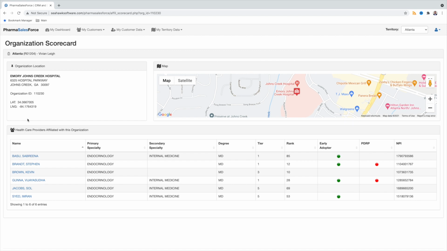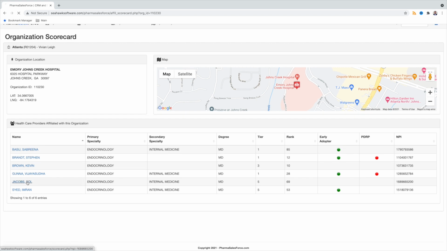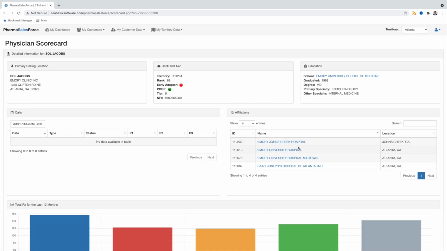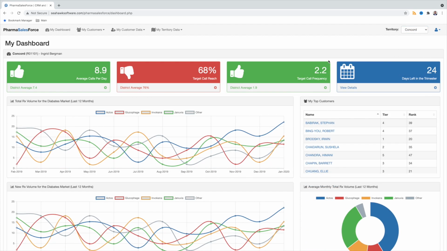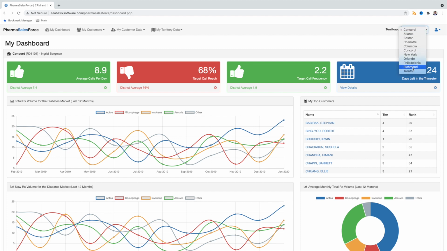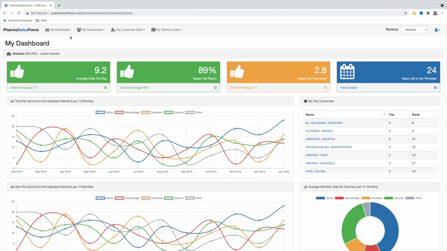And if I drill into any one of these doctors, I will get their specific scorecard popping up, and you can see how they're affiliated to these specific hospitals. As a district manager, I can also select from the drop down to pick different territories and look how those territories are doing and then compare them against one another. I hope this lesson illustrates how all the data we previously talked about gets pulled together and how it can be presented back to a sales associate or anyone else within the organization.